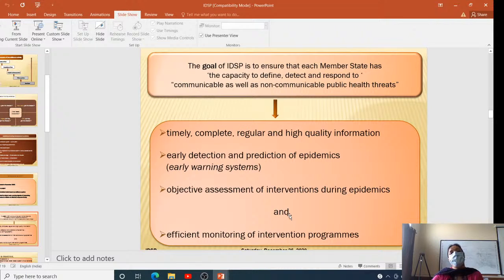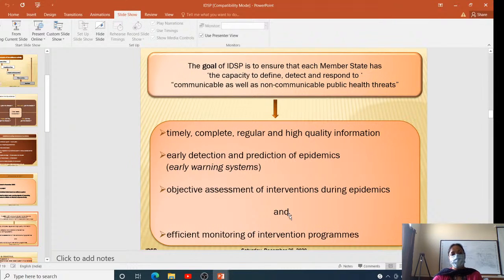Okay, so the goal of IDSP is to ensure that each member state has the capacity to define, detect, and respond to communicable as well as non-communicable public health threats. So they can have their own definitions, their own mechanisms for detection, and they are able to respond to communicable as well as non-communicable diseases. So what does this goal yield? What are the strategies for achieving this goal?